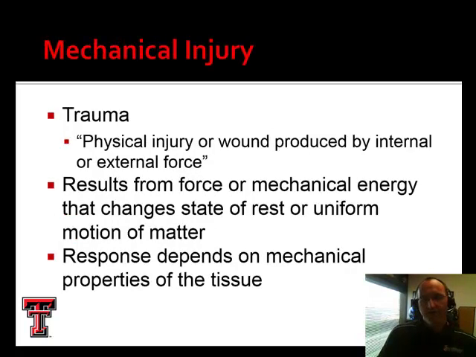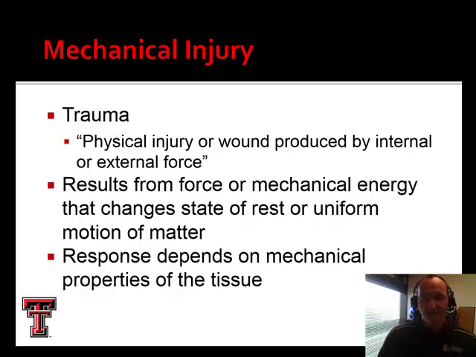All right, now trauma in an injury form of the definition, as your textbook says, is physical injury or wound that's produced by internal or external force. Now, an example of an external force would be another opponent or a teammate for that matter, whereas an internal force would be something like an avulsion where the muscle contracts and actually pulls the attachment point off of the bone. Okay, in some instances we're dealing with trauma that involves both internal and external force.